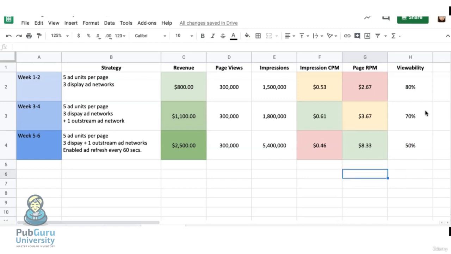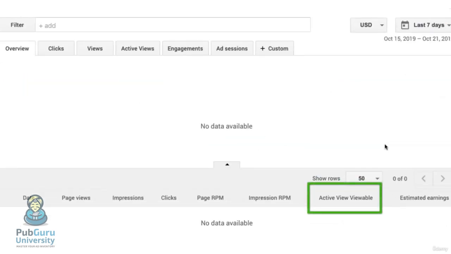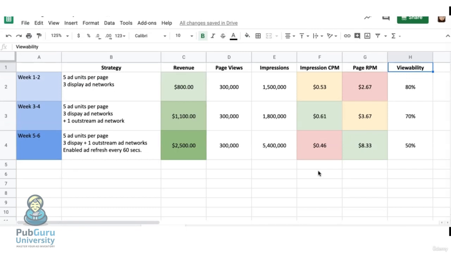Now, how about viewability? If you want to maintain a good relationship with advertisers for the long term, you should not forget viewability. Advertisers use this as their main key performance indicator, and based off that, they make the decision whether to bid or not bid on a particular site.